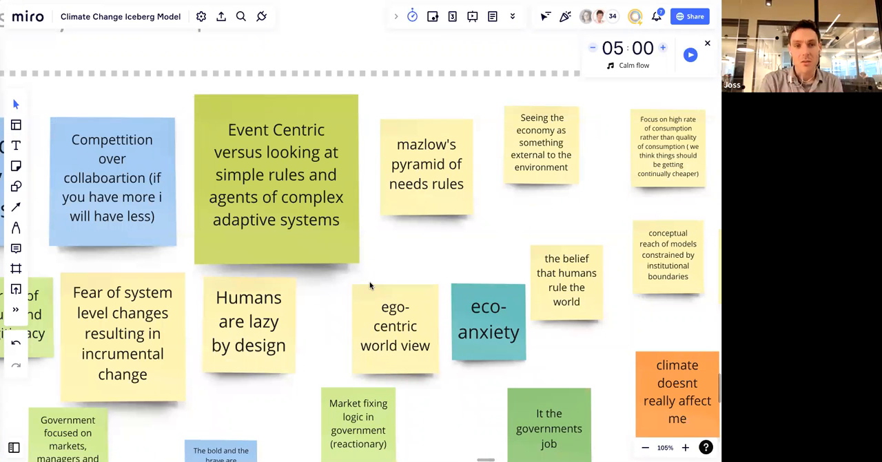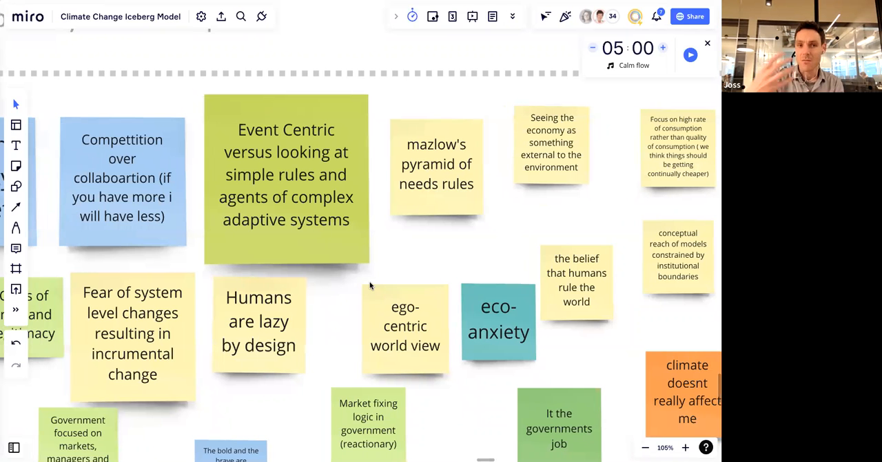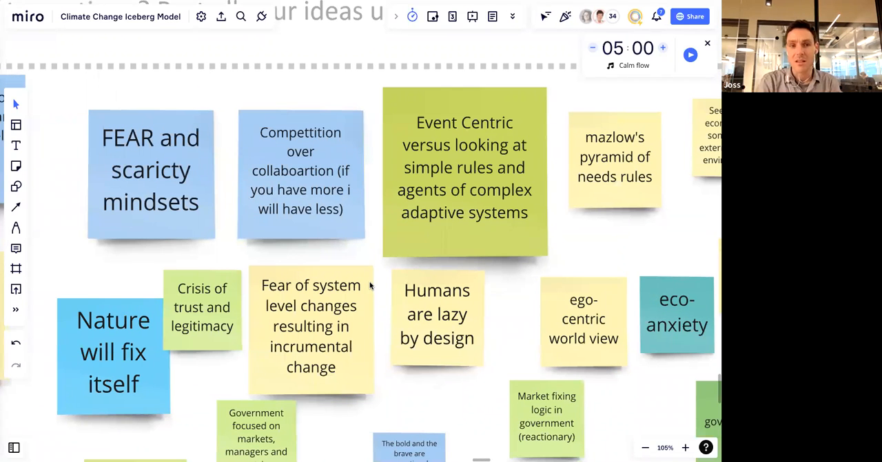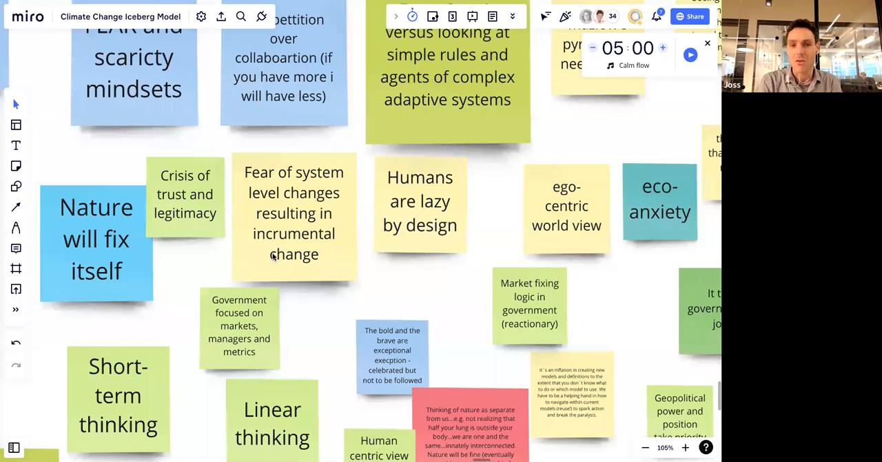Competition over collaboration. If you have more, I will have less. Zero-sum view of the world. Fear and scarcity mindset. Nature will fix itself. Yeah, or the economy will fix itself. The economy will find a way of fixing this. The crisis of trust and legitimacy. Fear of systems level changes resulting in incremental change.